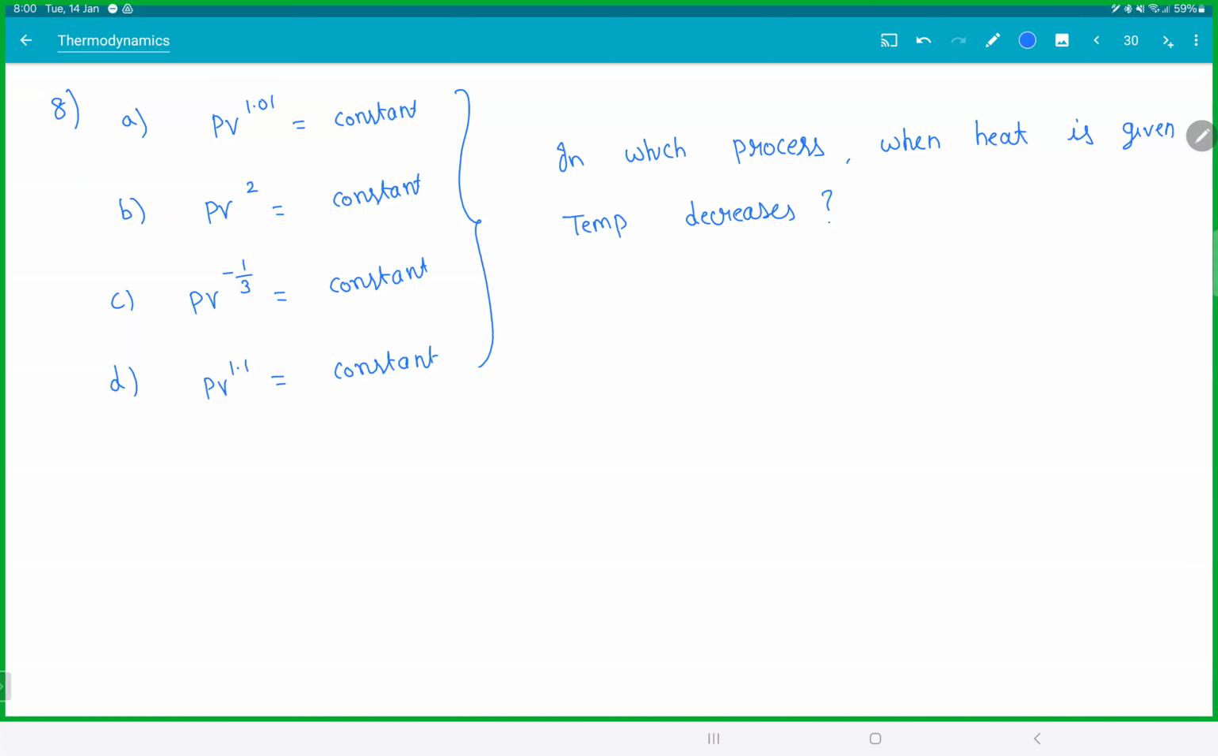So you need to think, if I give heat and your temperature decreases, what does it even mean? Finish off, last one for the day. Think, I'll give you a minute or two. Don't worry about solving the question. Just think about that. Heat is given, temperature decreases means what? If you got that idea, then you'll proceed from there.